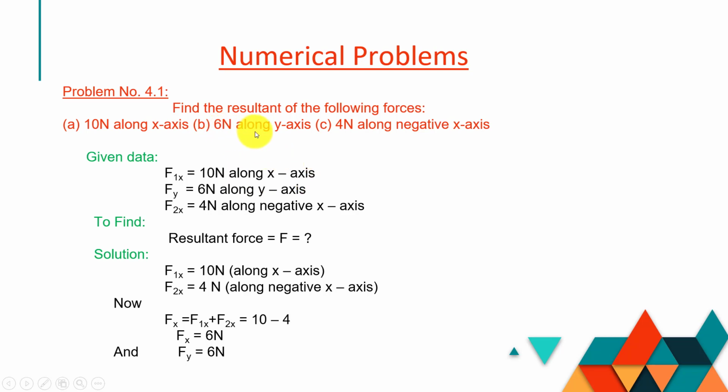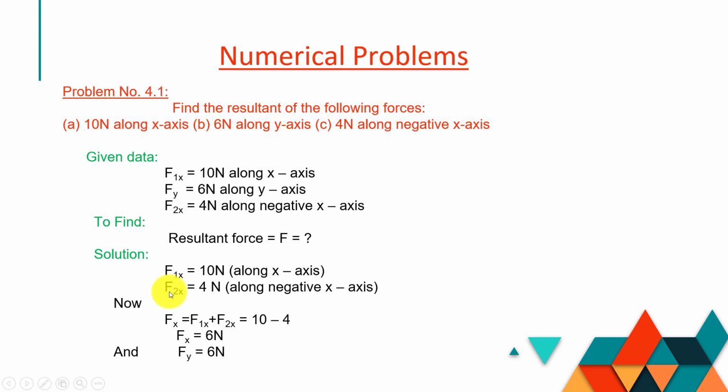Second is 6 Newton along y-axis. So we will write Fy, which is equal to 6 Newton along y-axis. Third is 4 Newton along negative x-axis. So for negative x-axis, we will write it as F2x, which is equal to 4 Newton along negative x-axis. And what we have to find? The resultant force.